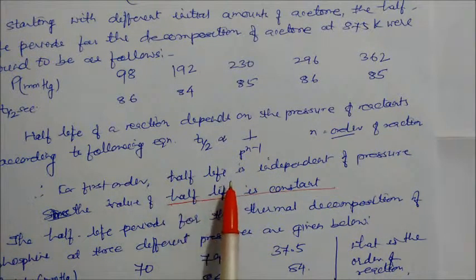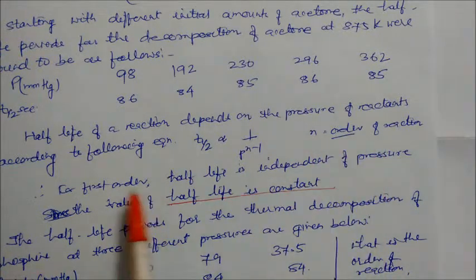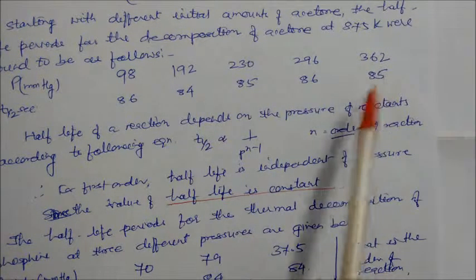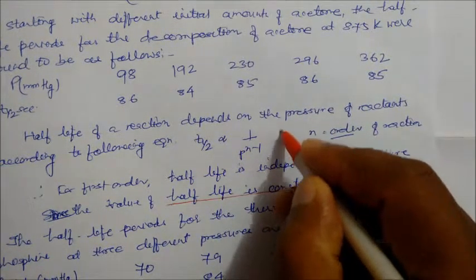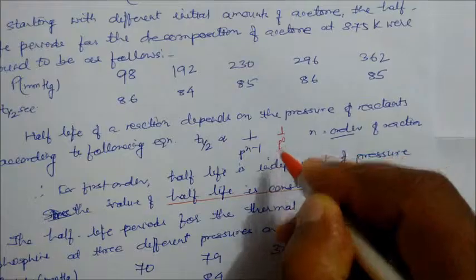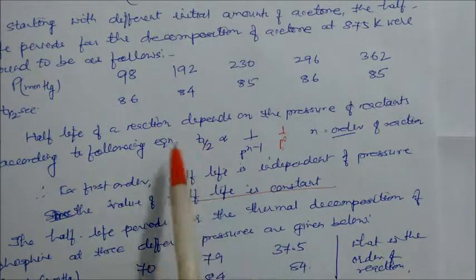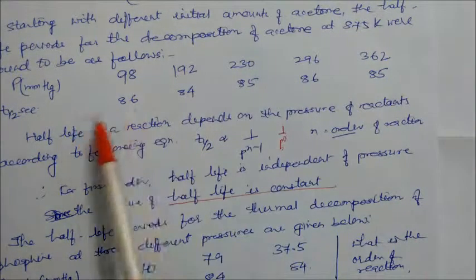If you put n equal to 1, the exponent n minus 1 becomes 0, so 1 by P to the power 0 means 1. This means it is independent of pressure. Whatever pressure you keep, the half-life will always be constant. So you can see the half-life is constant, and this is a first order reaction.